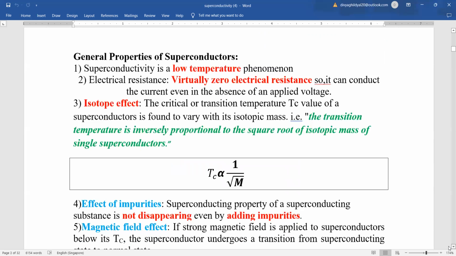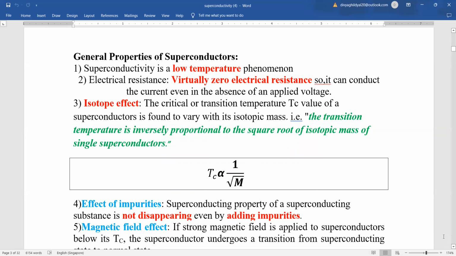What are the important and general properties of superconductors? This can be asked in section A. Superconductivity is a low temperature phenomenon. Virtually the electrical resistance is zero, hence it can conduct current even in the absence of applied voltage. The critical or transition temperature of a superconductor varies with isotopic mass, being inversely proportional to the square root of its isotopic mass. This is just a property.